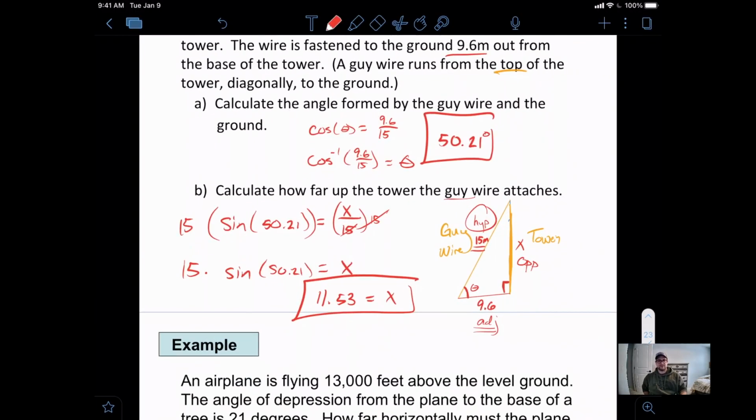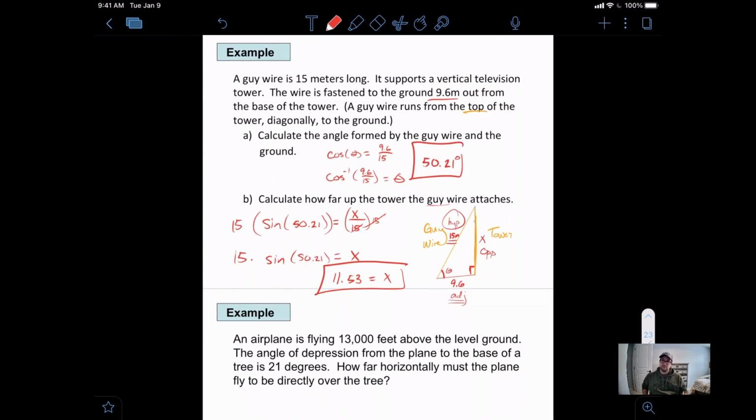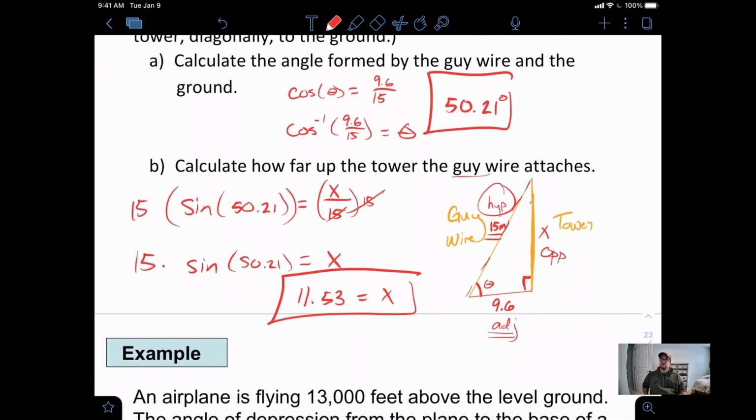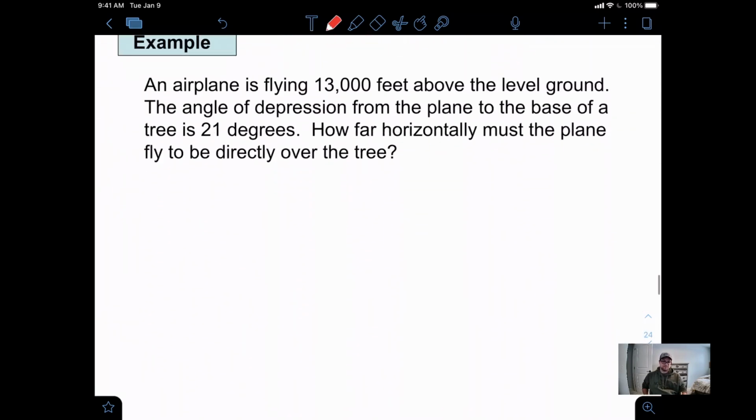Right? So in this situation, our wire is actually longer than what our tower actually is. And that's fine. There's nothing that says otherwise. I mean, really, that should actually make sense because this is operating along the hypotenuse of the triangle, so the wire should be longer than everything else. Let's take a look at another one.